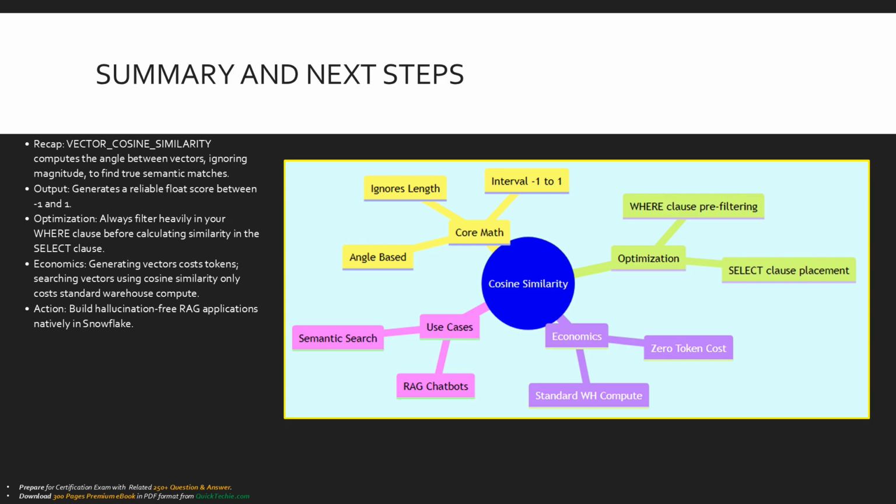To summarize, the vector cosine similarity function is your primary engine for semantic search. By computing the angle between 2 vectors and ignoring their magnitude, it finds true semantic relationships regardless of text length. Remember to architect your queries intelligently. Filter out irrelevant rows in your where clause first to minimize the math the engine must perform in the select clause. Keep your economics in check by pre-calculating your embeddings, ensuring that your high-volume similarity searches only consume standard warehouse compute with 0 token fees. You now have the skills to build highly accurate, hallucination-free RAG applications entirely within Snowflake's secure perimeter.